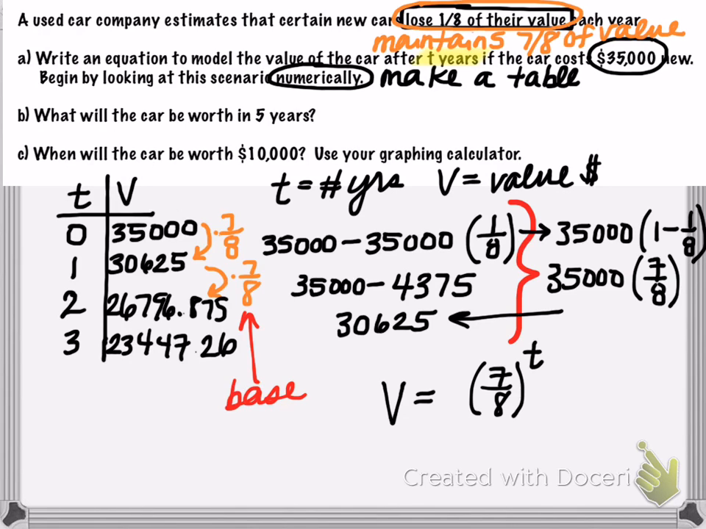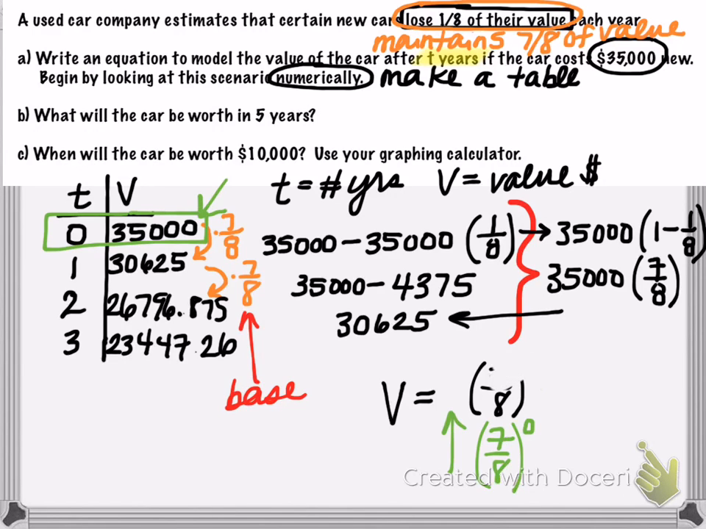But we need to make sure that our values are going to work in this model. So, for example, when we input 0 for time, we need to get out 35,000. And if you input 0 for time in this equation, 7/8 to the 0 power, you're going to end up with 1, not 35,000. So therefore, we actually need to have a coefficient out in front here. So think about 7/8 to the 0 power is really going to give us 1, and we want it to give us 35,000. So we need to have a coefficient of 35,000.